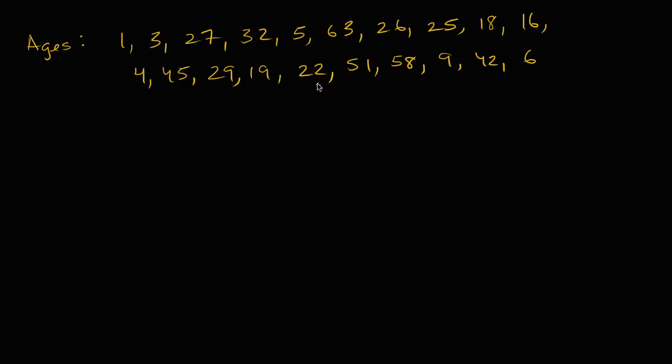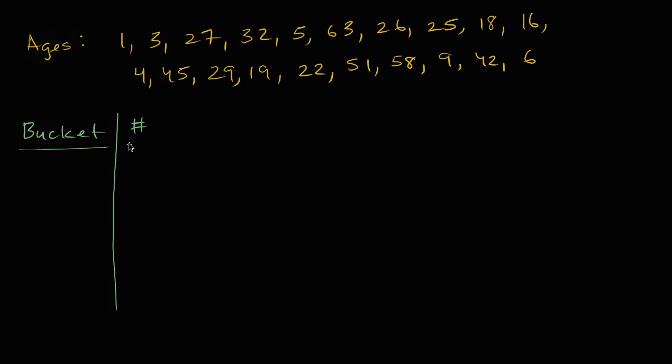Well, one way to think about it is to put these ages into different buckets, and then to think about how many people are there in each of those buckets, or sometimes someone might say how many in each of those bins. So let's do that. So let's do buckets or categories. Sometimes it's called a bin, but I like to think of it more as a bucket. The bucket, and then the number in the bucket.